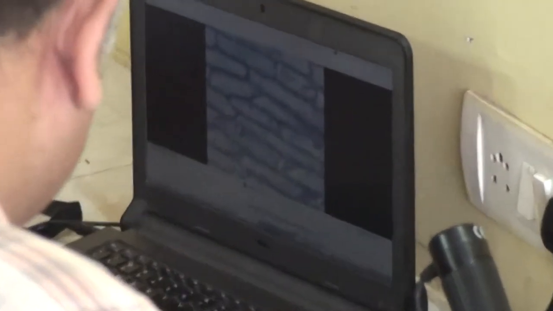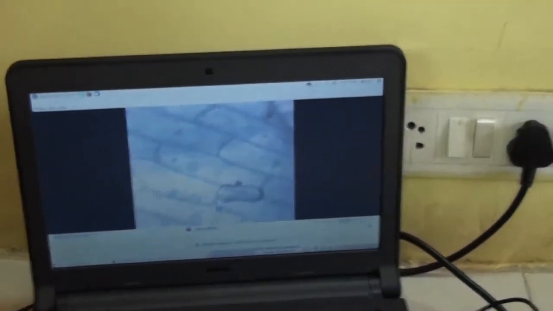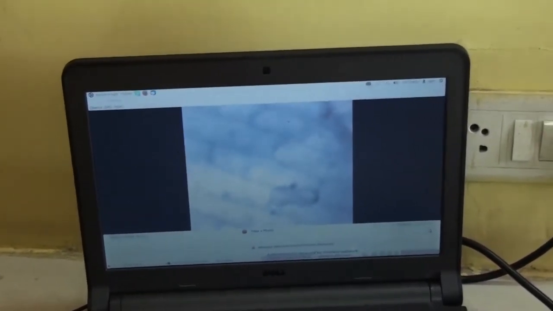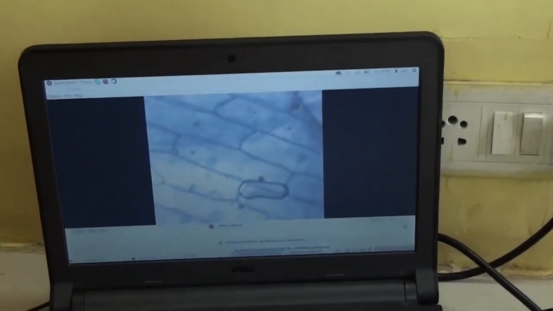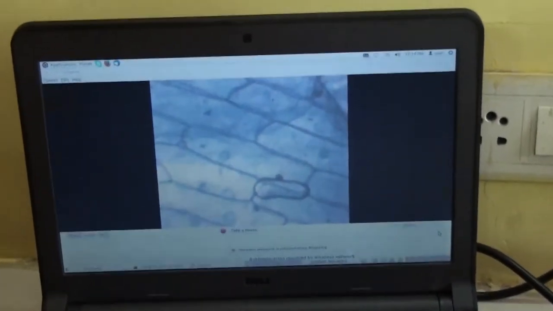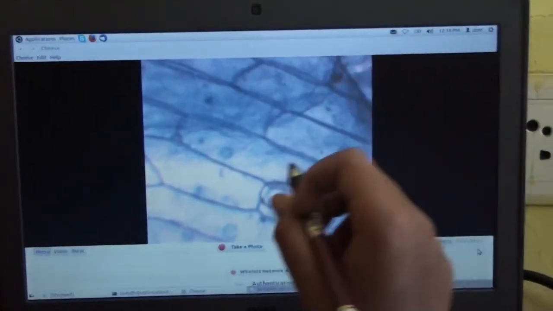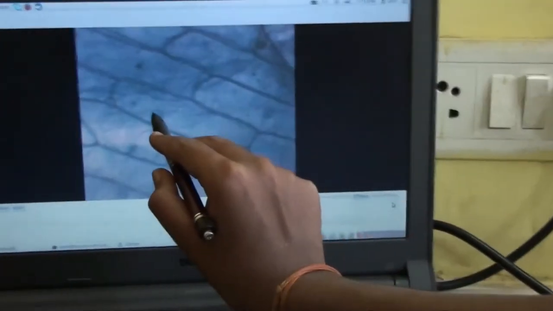Actually, these are cell walls. These are cells of onion. What did I do? I took an onion. Nicely focused. Blur. Can I identify the parts of the cell? Yes. All the parts are visible. Can you tell me what the parts are? Anybody? This is the nucleus.